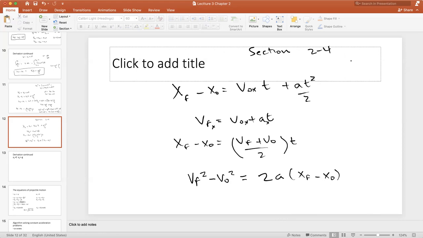There's a few really special things about these. If we look at this, let's start here. Notice there's no time. There's no t in this equation. In this equation, there's no a, okay? In this equation, there's no x. And in this equation, there's no v final. And what we're going to find is that when we're doing problems involving constant acceleration, we're going to figure out what our variables are, and then we're going to need equations to relate those variables. And these are the only equations we have.